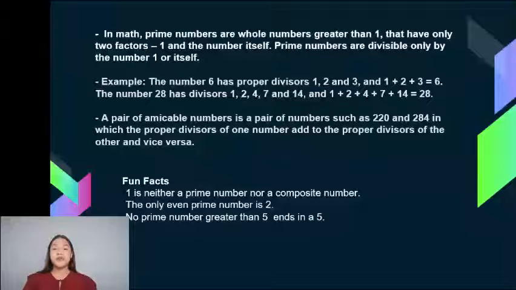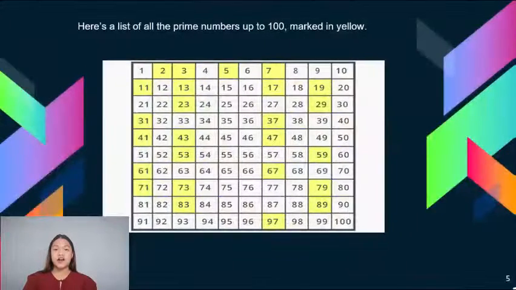A pair of amicable numbers is a pair of numbers such as 220 and 284 in which the proper divisors of one number add up to the other number and vice versa. Fun facts. 1 is neither a prime number nor a composite number. The only even prime number is 2. The numbers marked in yellow are all of the prime numbers up to 100.